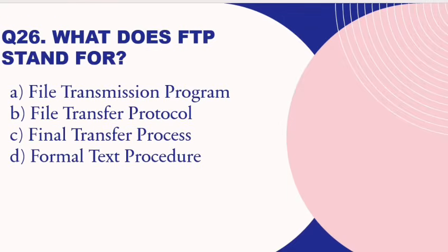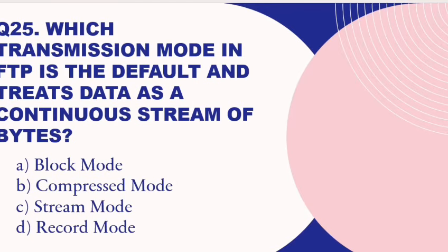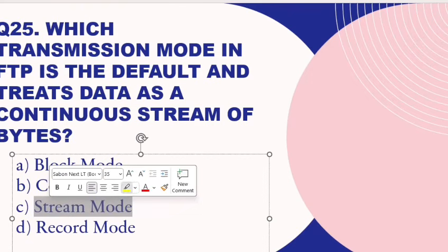Moving on to the next question, which is the 25th. Which transmission mode in FTP is default and treats data as a continuous stream of bytes? Option A block mode, option B compressed mode, option C stream mode, option D record mode. So the correct answer is option C stream mode.